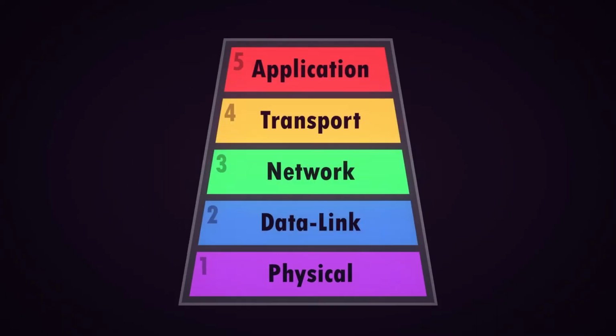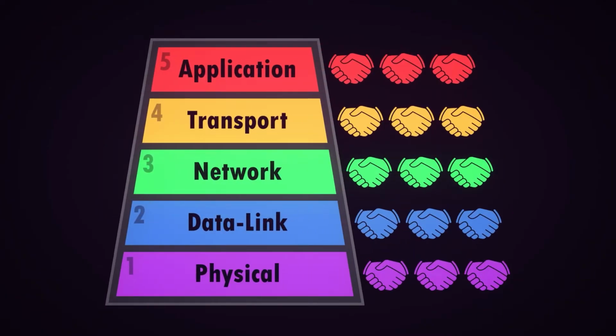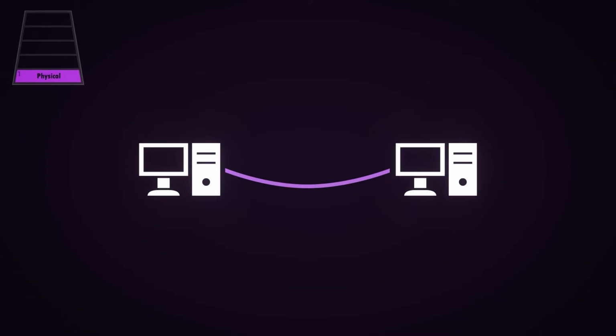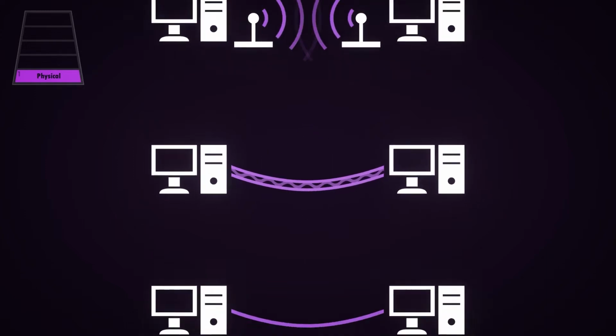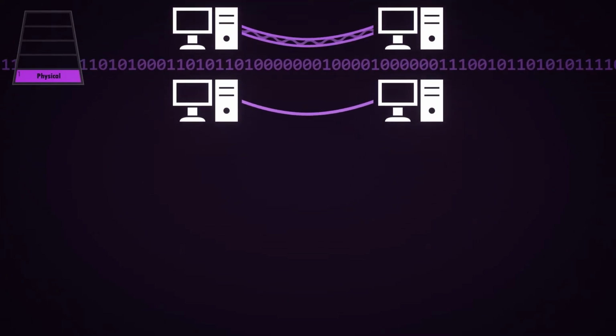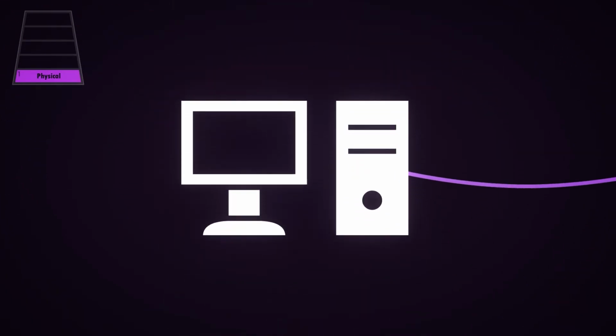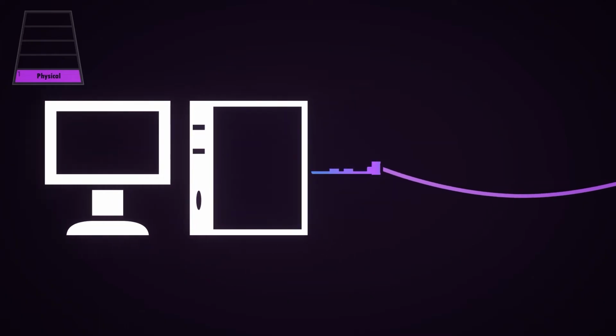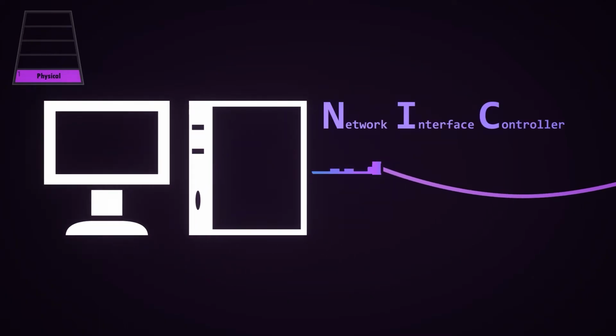Each layer in the model is in fact a set of protocols. Communication over copper wire is a layer 1 protocol, and so is communication over radio or through a fiber optic cable. What places them under the same layer is their task, transmitting bits. The physical component in the computer that handles the transmission is called a network interface controller or a network adapter.